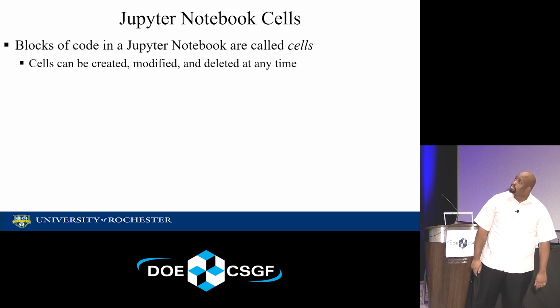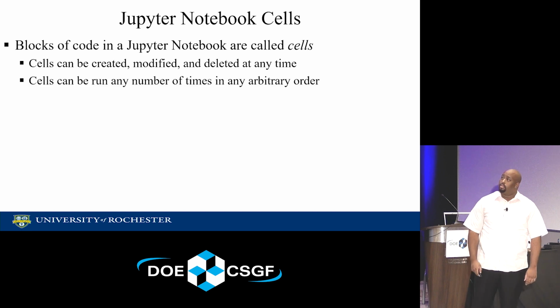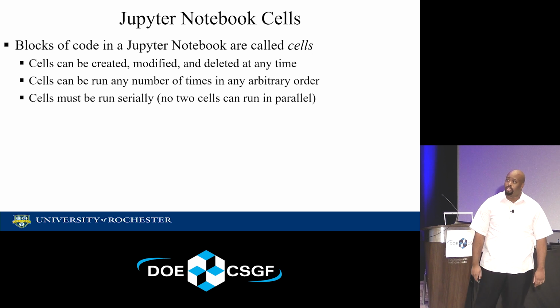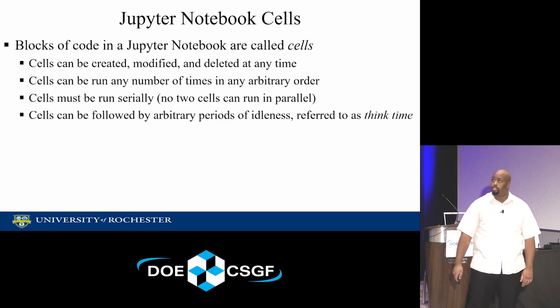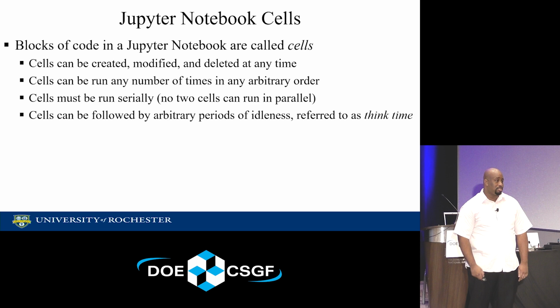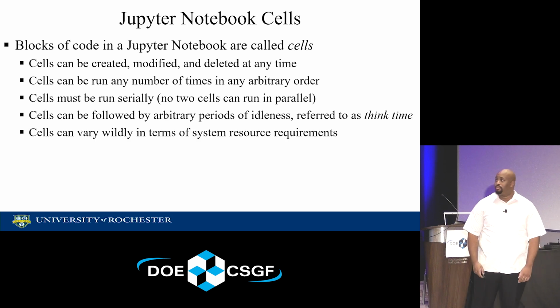So Jupyter notebooks are composed of blocks of code called cells. These cells can be created and modified and deleted at any given time. They can be run any number of times in any arbitrary order. Cells must be run serially, so you cannot have them run in parallel at the same time. And they can be followed by arbitrary periods of idleness that I refer to as think time. So for example, someone taking a break, someone writing code, someone analyzing results. And the cell's resource requirements can vary wildly.